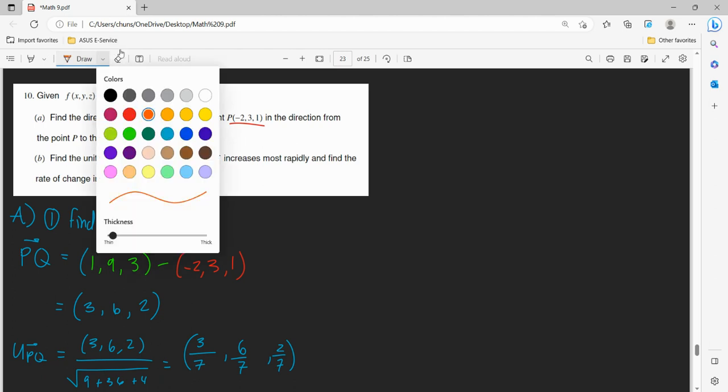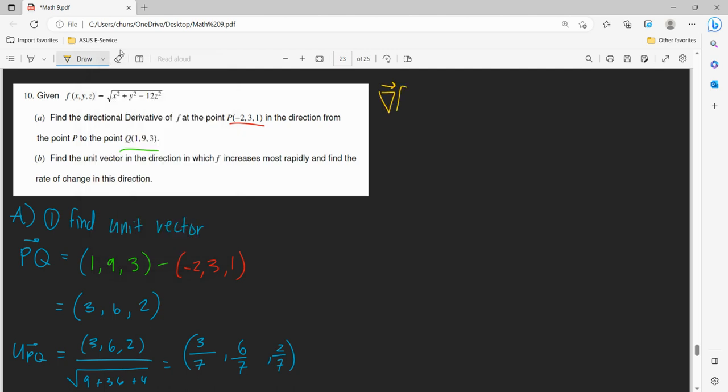Now I'm going to find the gradient at our point P. For x, this is going to be x squared plus y squared minus 12z squared to the negative 1 half, times our derivative of x, which is 2x. Okay, so that is our first one.